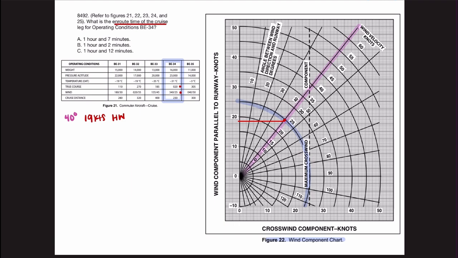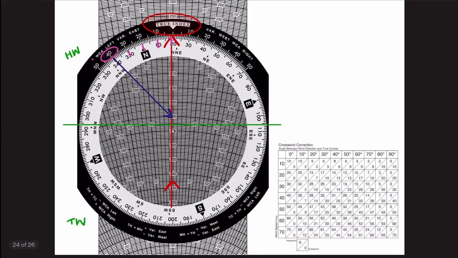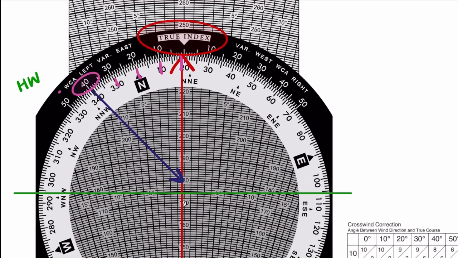There is another way to determine our amount of headwind, and that's using the E6B. This is my preferred method. I think that it's a little bit easier and you can use it throughout the rest of the course. So you've already done what you needed to do on this side and determined that you have 40 degrees of difference between your wind direction and your course.